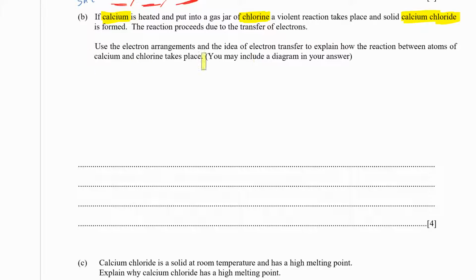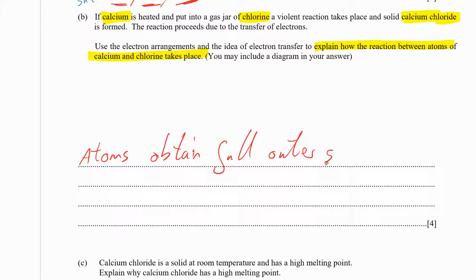Okay, and what it's actually asking, so you're trying to explain how the reaction between the atoms of chlorine and calcium takes place. So, first up, why do atoms react? And this is going to be an ionic reaction, but why do they react? And the idea is to obtain a full outer shell. So what we can put here for the first mark is atoms obtain full outer shell to become more stable.